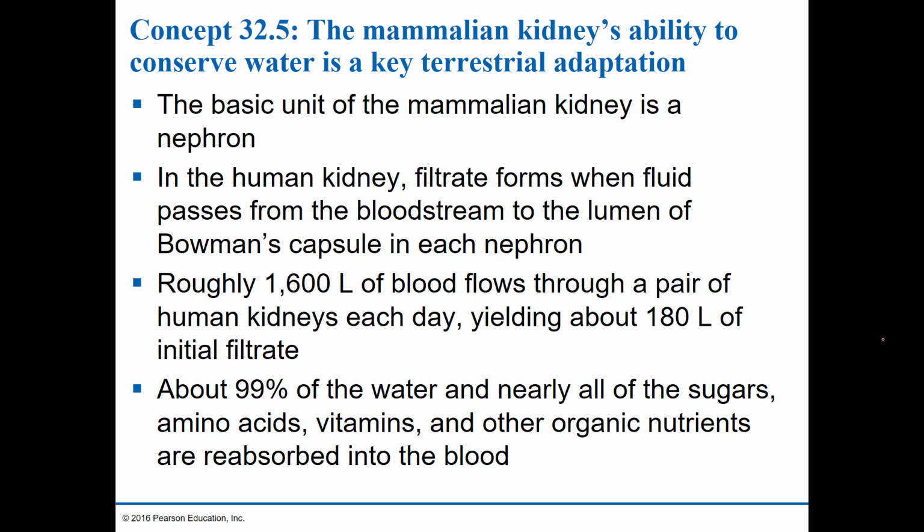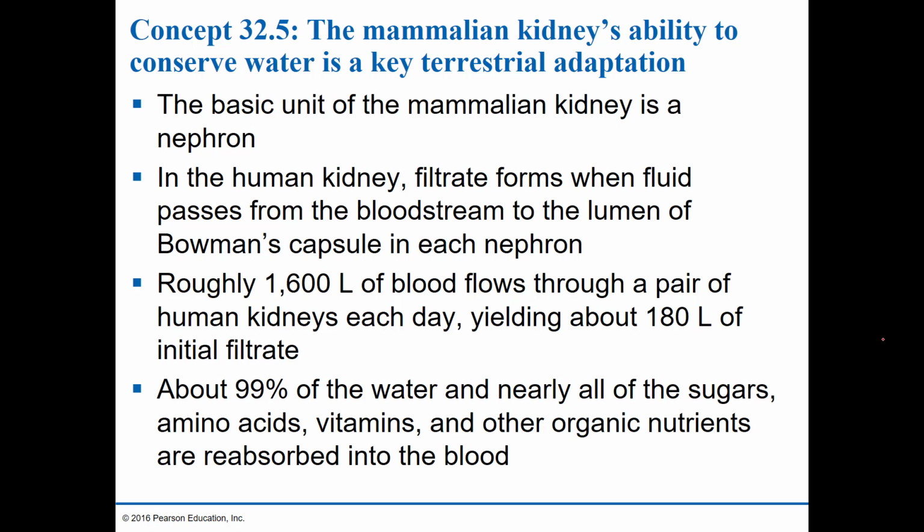So looking a little bit more specifically into the mammalian kidney. This is a terrestrial adaptation, basically, that we evolved once we started to make that move onto land. So the basic unit of mammalian kidney is a nephron. I would not forget that name, nephron, and that it is associated with the kidney.